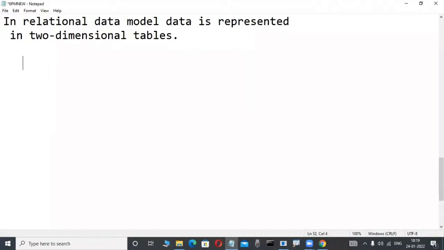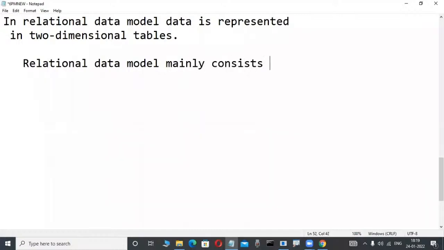Any relational data model product we observe mainly consists of three components. What are those components? You must be familiar with these names before we start our course. Concentrate here. What is the first one?